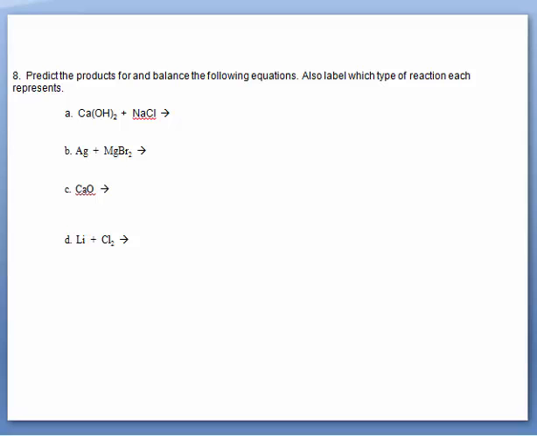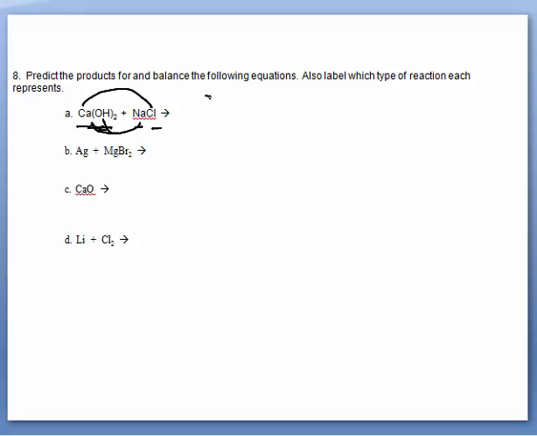Let me see if I can make this pen a little thicker. There we go. Alright, so now what we want to do is predict the products of these reactions. So here we have a double replacement reaction. Positive, negative, and negative. So if you remember, the positive from one side will react with the negative of the other, and that positive will react with that negative.